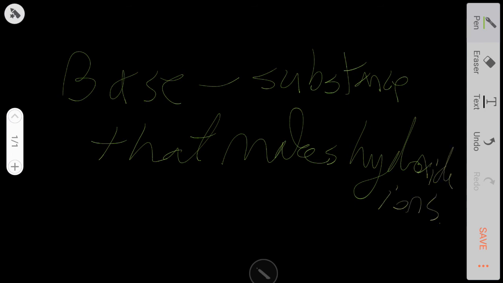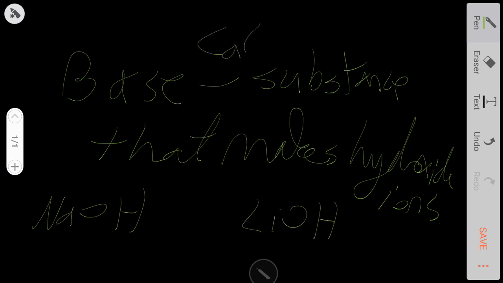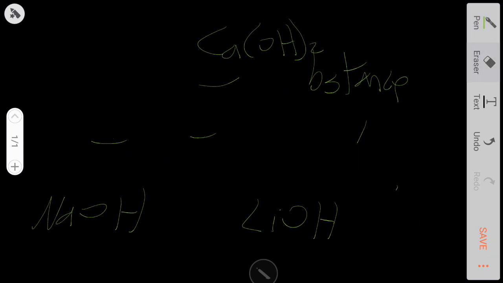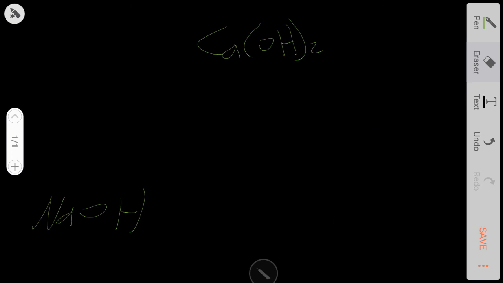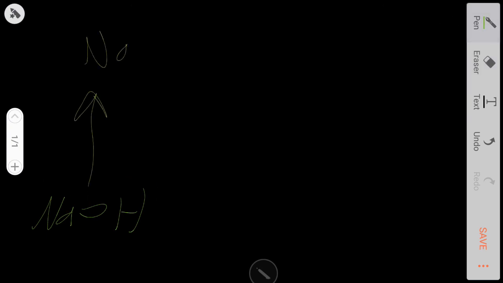ions. So for example, you have NaOH, LiOH, CaOH2, calcium hydroxide, sodium hydroxide, lithium hydroxide. When they ionize in a solution, they're going to make hydroxide ions. Right? So if NaOH were to ionize, it would become Na plus and OH minus. Those are bases. Congratulations. These taste bitter.